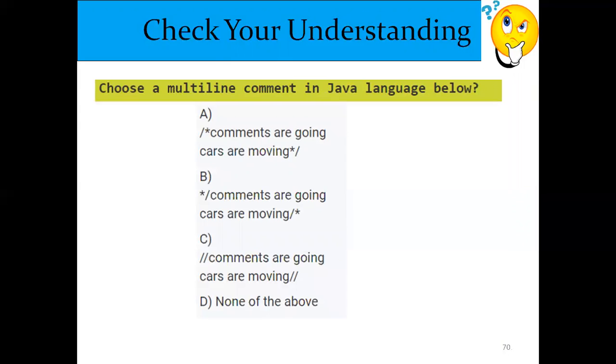And next is choosing a multi-line comment in Java. So these are different types of comments. The multi-line comment is option A. Why? Because it should start with slash star and end with star slash. So the first option is correct. The second option is wrong: star slash and slash star is wrong. And C is used to indicate a single line comment. Only the starting will have that comment, and there is nothing at the ending. So the answer is A.